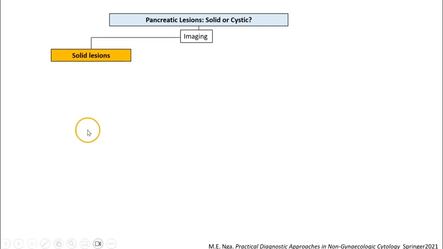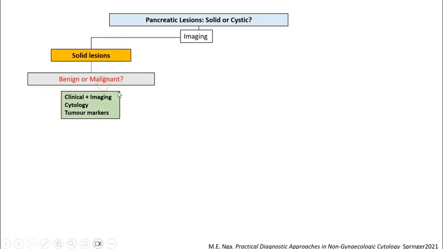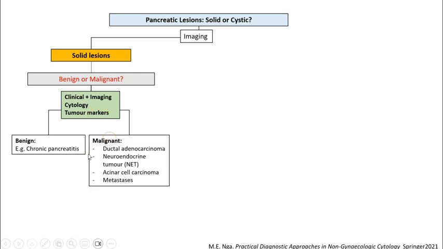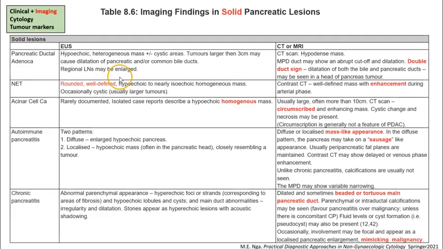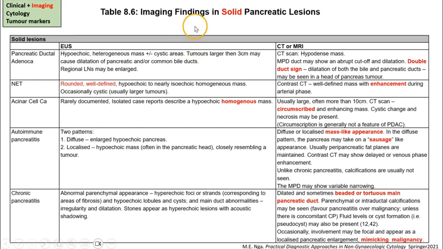So let's take a closer look at solid lesions. And of course, we will want to know whether they are benign or malignant. To help us make this decision, we will rely on clinical and imaging findings, on cytology, of course, as well as tumor markers. And here again, there is a shortened list of some of the entities that we may expect to encounter. So I'm just going to say a few words on imaging findings in solid pancreatic lesions.